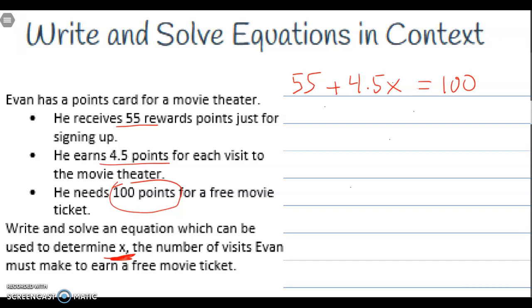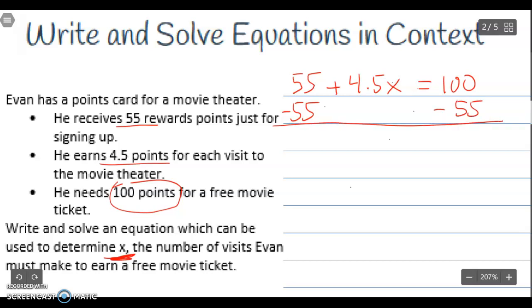So I'm going to go ahead and solve it. I'm going to isolate the variable, subtracting 55 on both sides. Bring down the 4.5x. Divide by 4.5 to isolate the variable. And now x is equal to 10.